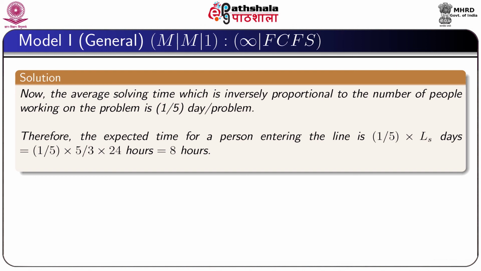Now, the average solving time, which is inversely proportional to the number of people working on the problem, is 1 by 5 day per problem. Therefore, the expected time for a person entering the queue is 1 by 5 into Ls days. Putting the value of Ls and converting into hours, we get the expected time for a person entering the line is 8 hours.